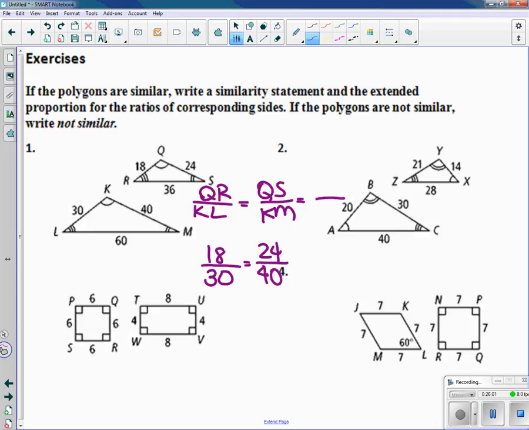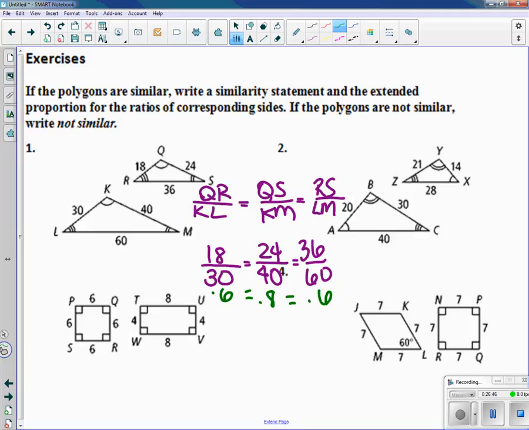All right. What is the largest side of the small triangle? RS, which is 36. And then the largest side on the big one is LM, which is 60. Now, we have to see if these are proportional. This is where your calculator comes in. In your calculator, put 18 divided by 30 and tell me what you get. You get 0.6. Put 24 divided by 30. Put 36 divided by 60.